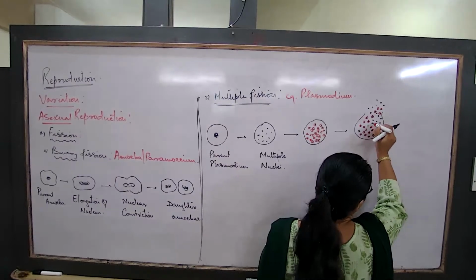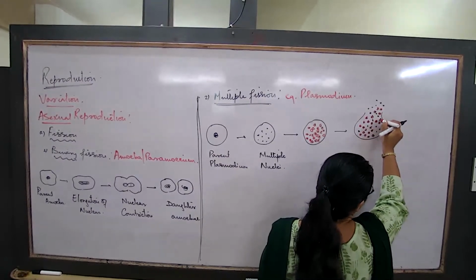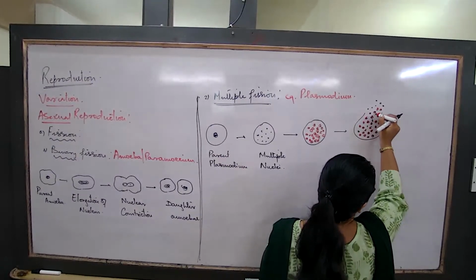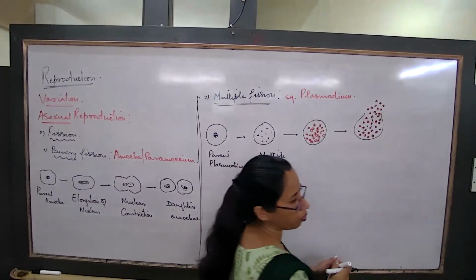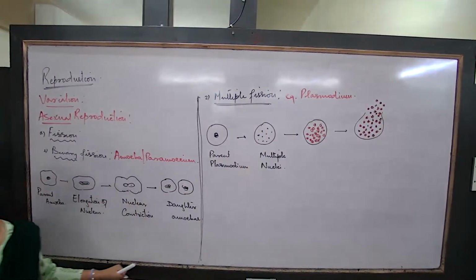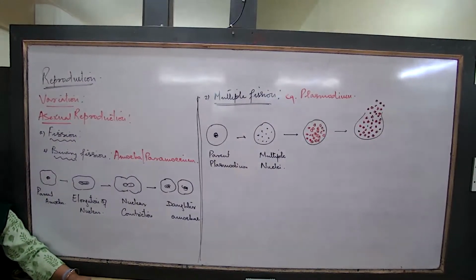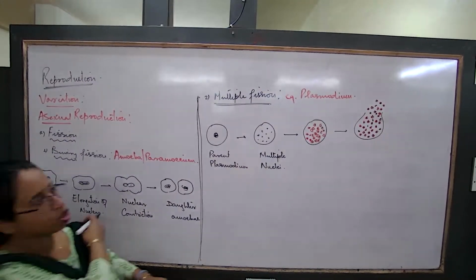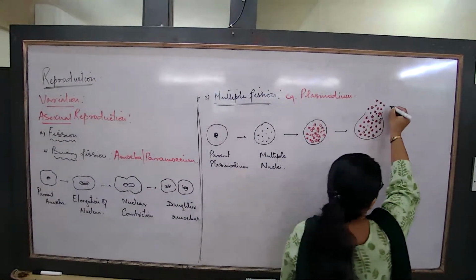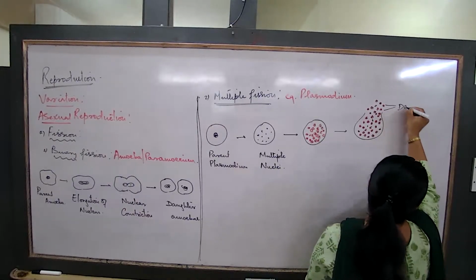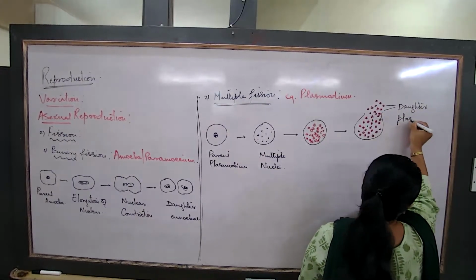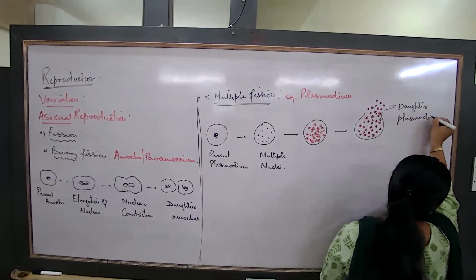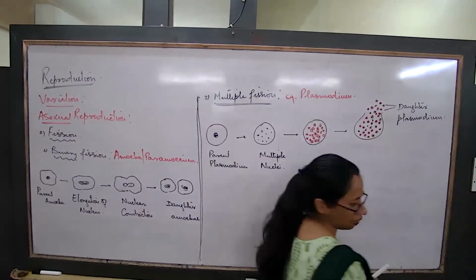And I also mentioned multiple fission is generally for organisms which are capable of causing diseases. I picked up this example, Plasmodium, which is capable of causing malaria. So these are the daughter nuclei. These are the new daughter organisms. These are the daughter Plasmodium, so many in number.